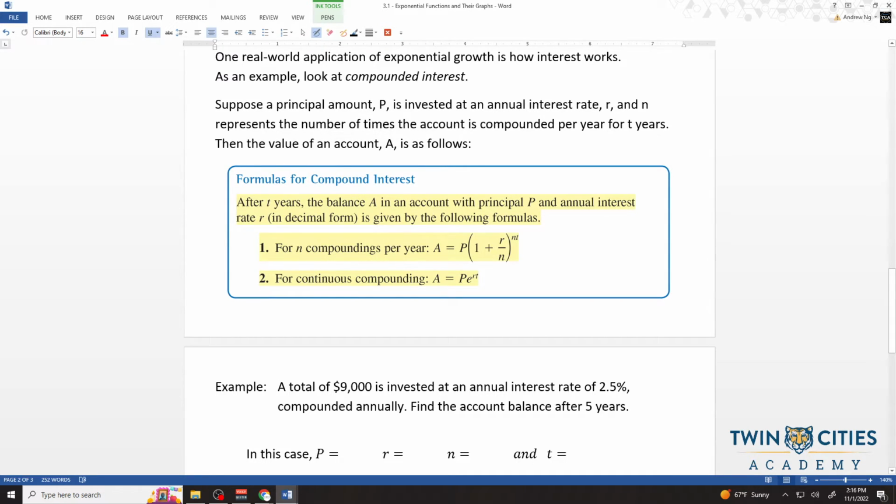For N compoundings per year, A equals P times the quantity 1 plus R over N, to the power NT. Now, if you see something that says continuous or continuously, that's going to be the second option. For continuous compounding, A equals P times e to the RT, often referred to just as PERT. So let's do an example of each.